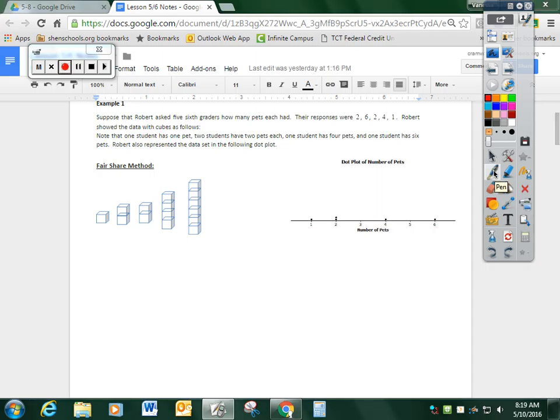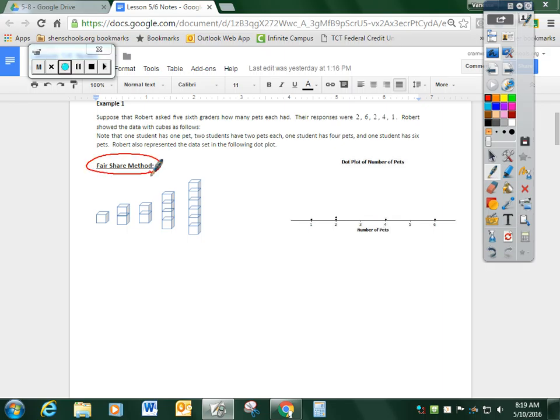Suppose that Robert asked 5 6th graders how many pets each had. Their responses were 2, 6, 2, 4, 1. Robert showed the data with cubes as follows. Note that one student has 1 pet, 2 students have 2 pets each, 1 student has 4 pets, and 1 student has 6 pets. Robert also represented the data set in the following dot plot. So with these 2 examples, I'm going to show you the fair share method.